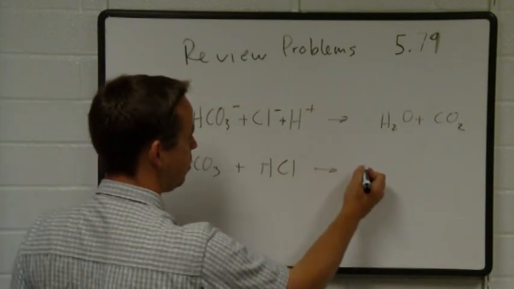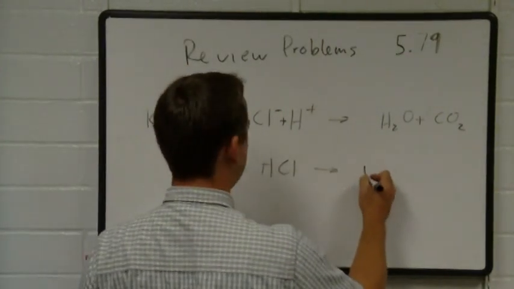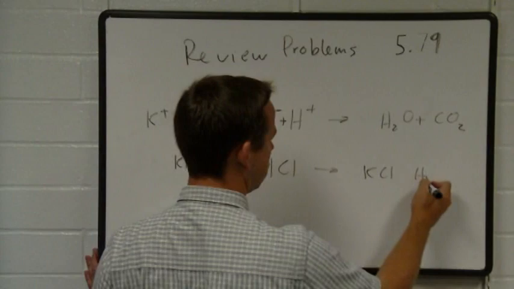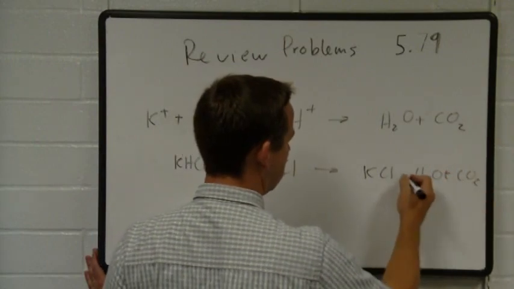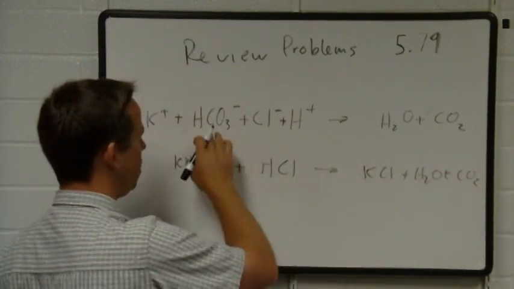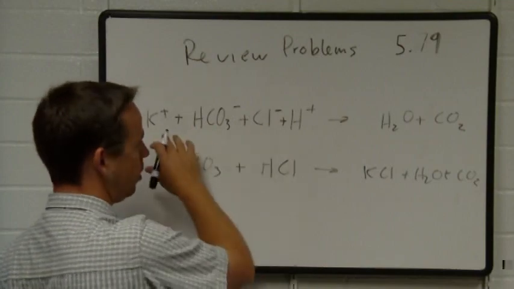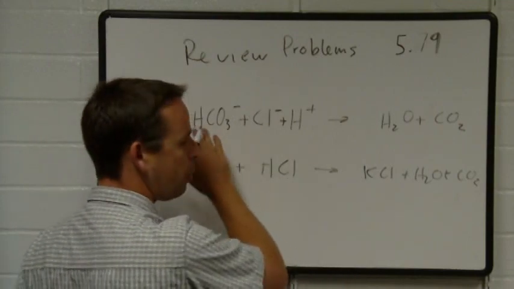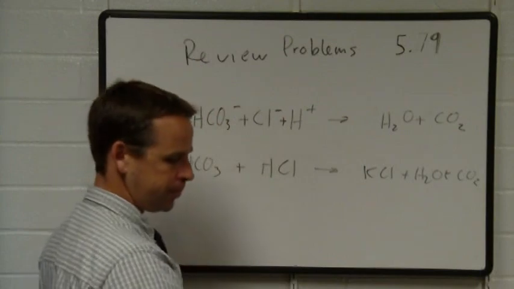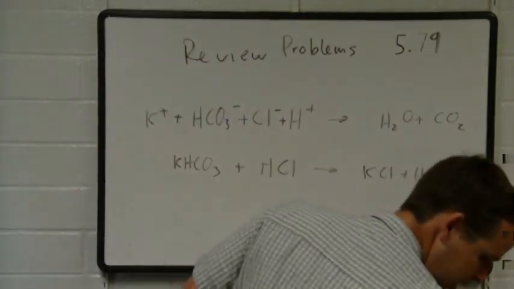And the products are going to be potassium chloride and water and carbon dioxide. Or this water and carbon dioxide could be in the form of carbonic acid, H2CO3. All right, so that's A.